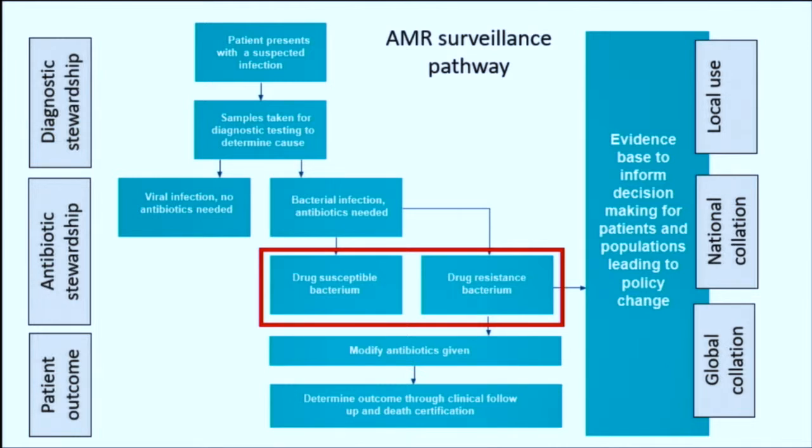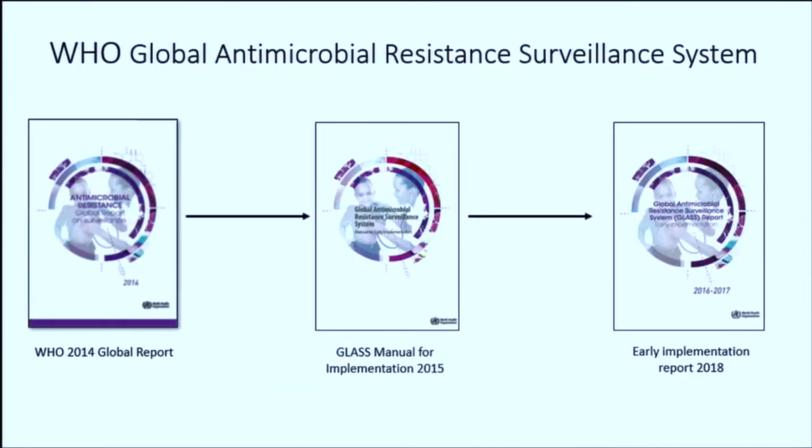This is where we are, and I would consider this to be phase one of AMR surveillance, if you like. This is the data that we have. So I'd like to just review where we're up to with that. We know that the WHO GLASS is making remarkable strides in analysing this sort of data. Starting with its global report in 2014, it went on to produce a manual for implementation of GLASS in 2015, and then the latest report is an early implementation report of their findings in 2018.